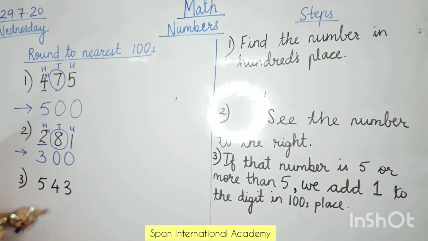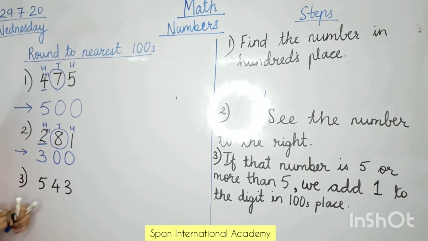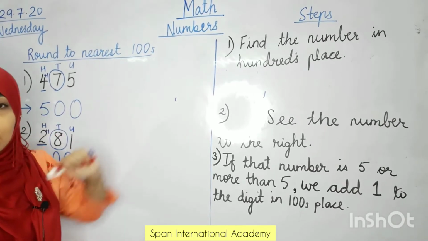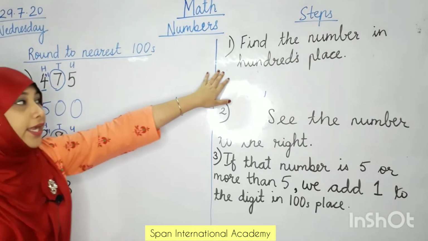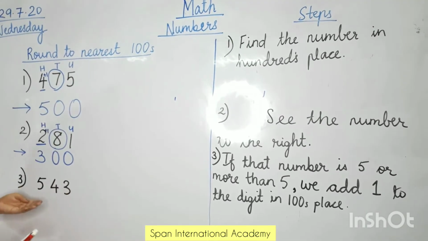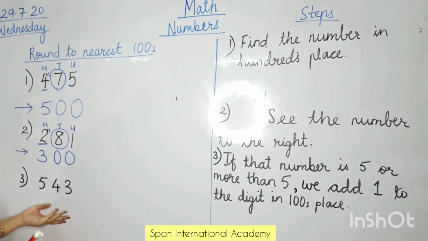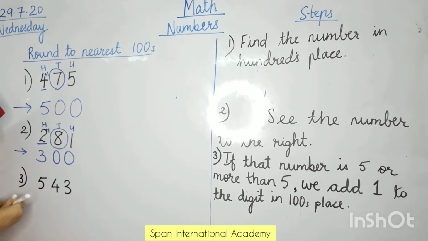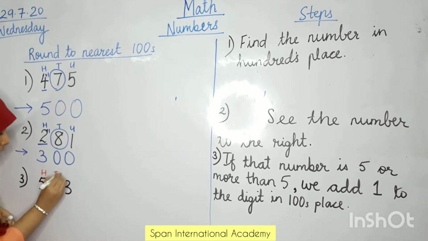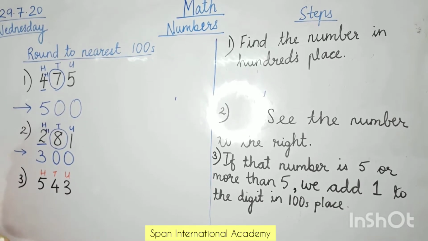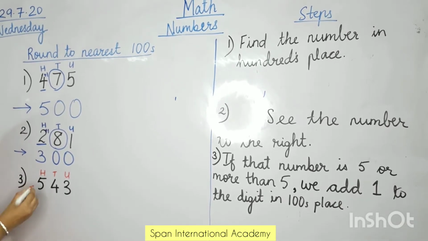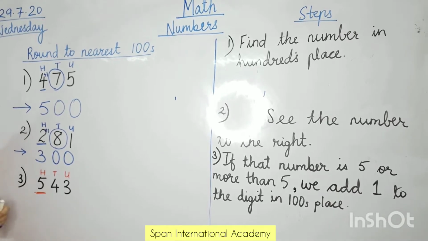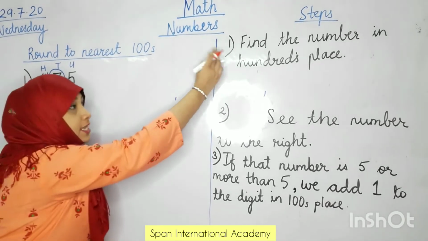543. I have taken the number 543 now. Let's quickly go back to our steps. Step one: find the number in the hundreds place. So I have to write the place value: 100, tens and units. Which number is in the hundreds place, students? It is number 5. So I have completed step number 1.